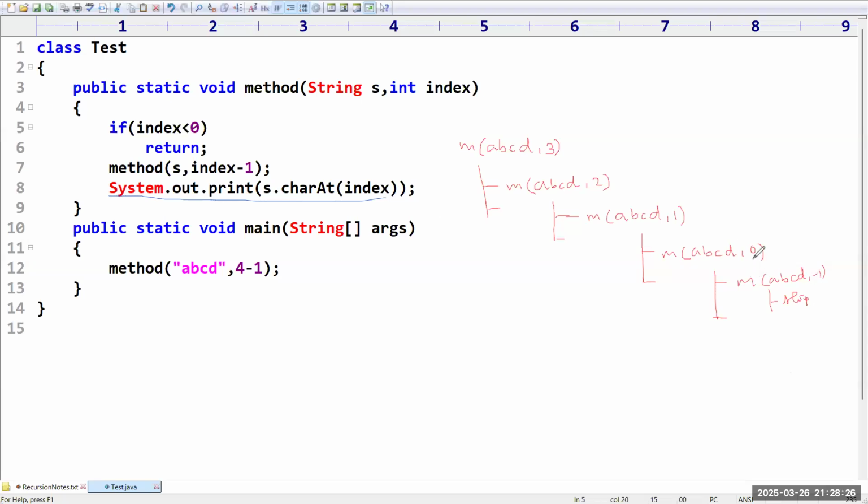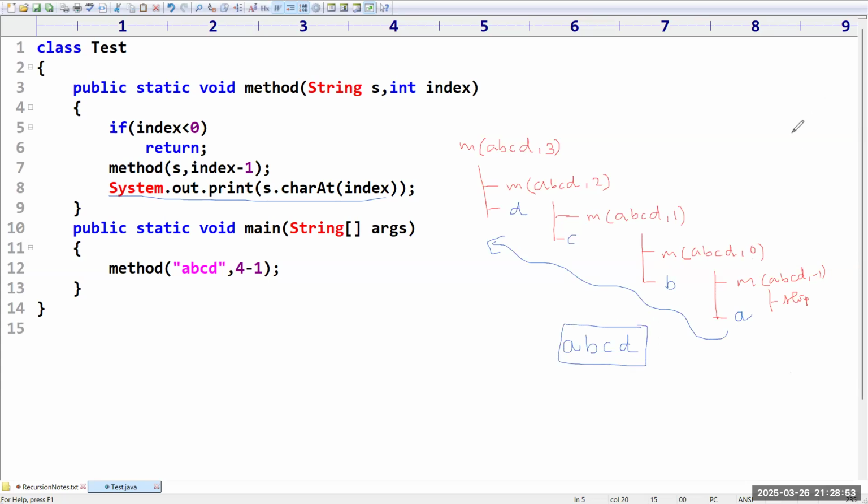In this case, what is the value here? 0, right? For 0, what is the character present? Sir, which is nothing but A. It will print A first. Then at the first location, B. So while coming back, it is executing. And here it will print C. And here it will print D. The order is reversed. So this is nothing but the output we are getting.